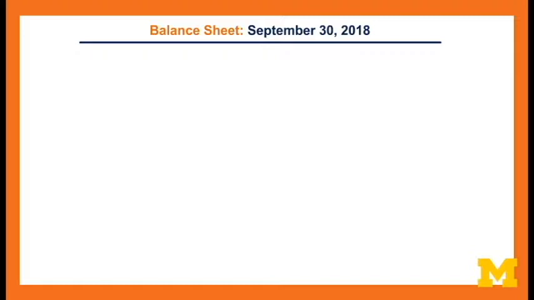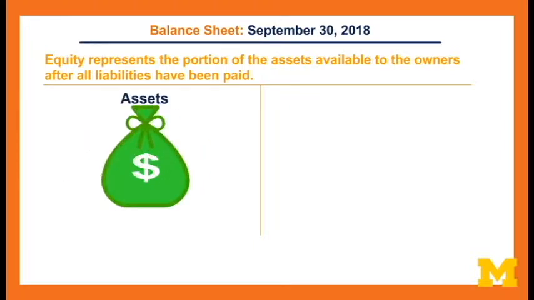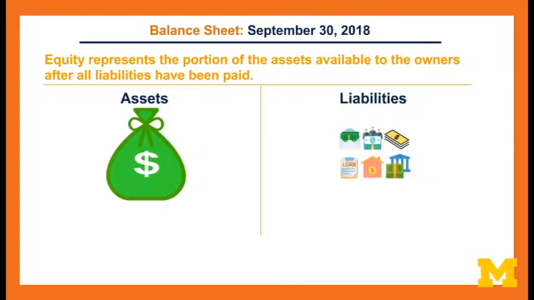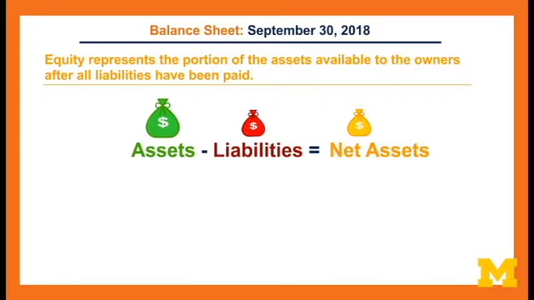Underneath all liabilities, the balance sheet lists the equity of the organization. Equity represents the portion of the assets available to the owners after all liabilities have been paid. The difference between the assets and the liabilities is the equity of the organization. Equity is also known as net assets, net worth, or ownership stake. Equity represents the value of the organization to its owners.